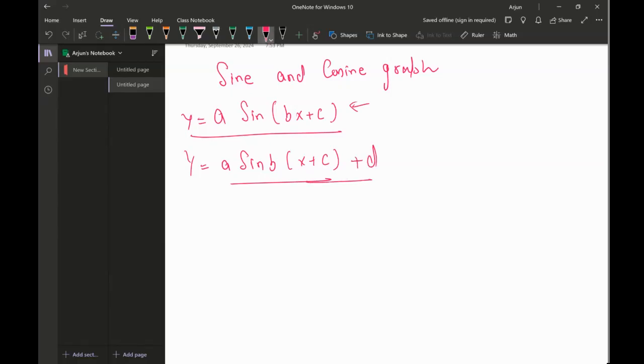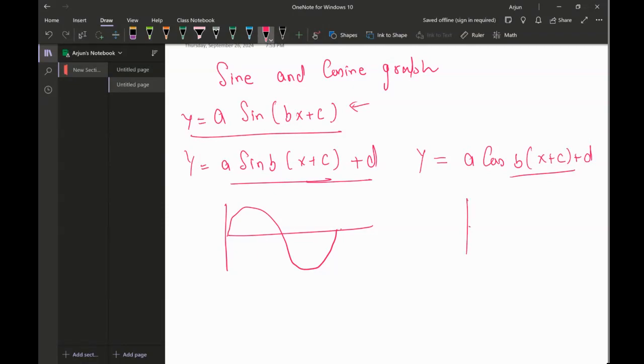So this will be my standard equation, and the cosine graph equation will be a cos of b x plus c plus d. This will be the cos equation. So if I draw the sine graph, it's going to look something like this, and the cosine graph is going to look something like this.